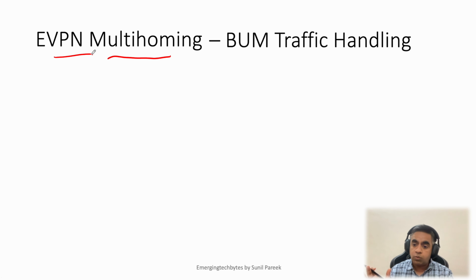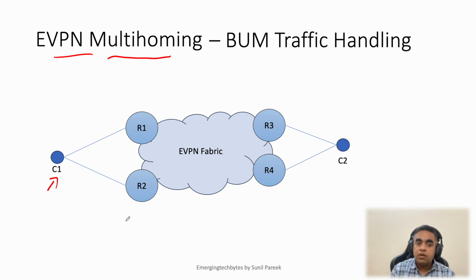So coming back here, here is the topology that we will be talking about, and our host C1 basically sends the BUM traffic here. It can be broadcast, unknown unicast or multicast. I will be talking about the broadcast part.